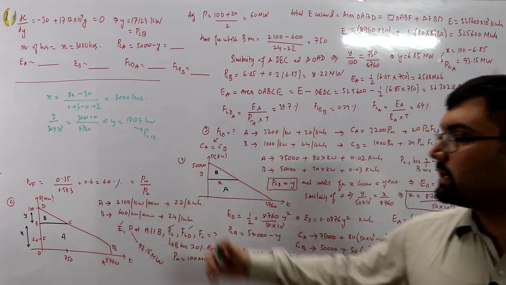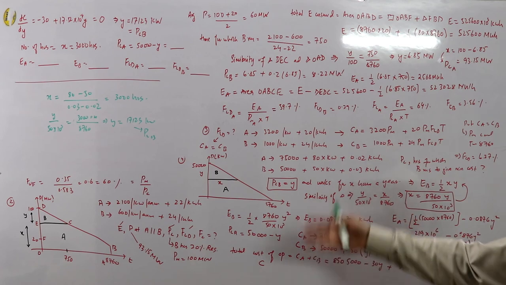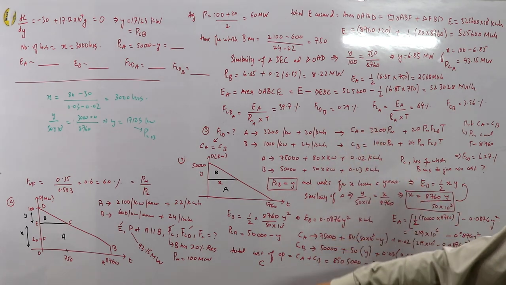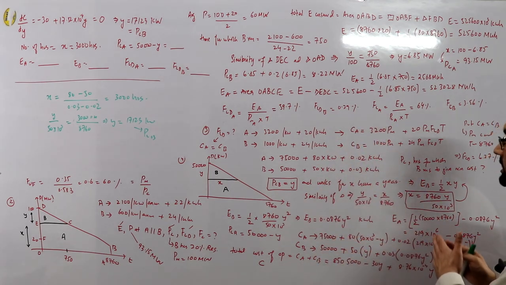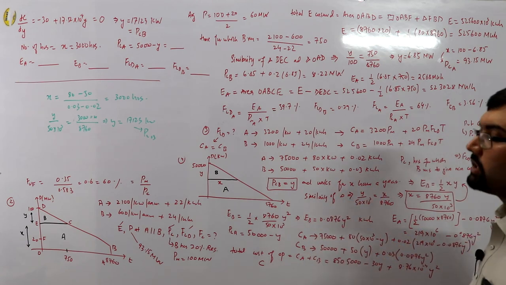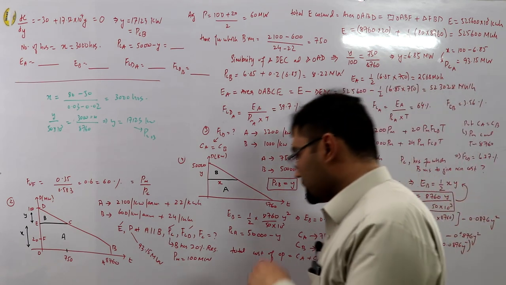So have a look, 3 minutes, 2 steps, and over here how much time have you taken? Cost model, finding out the kilowatts for that, finding out the kilowatt hours for that, equating it to the cost models. So that was a lengthy process.